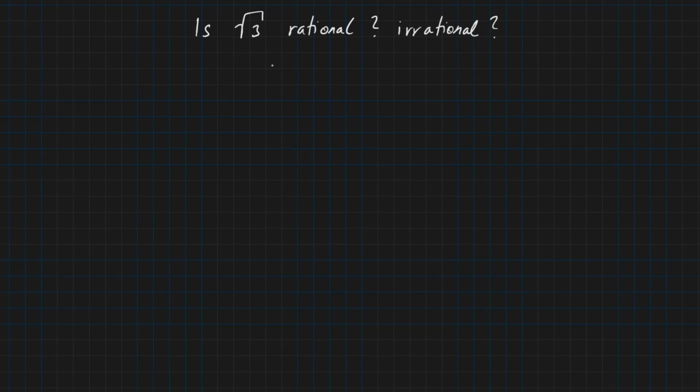Today we are looking into the number square root of 3 and we are asking ourselves whether this number is rational or irrational. So already on this channel we have proven that the square root of 2 is irrational. I will link it down below if you are interested. And today we are looking into square root of 3.